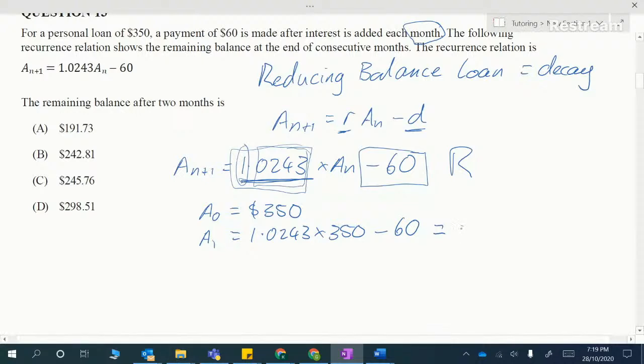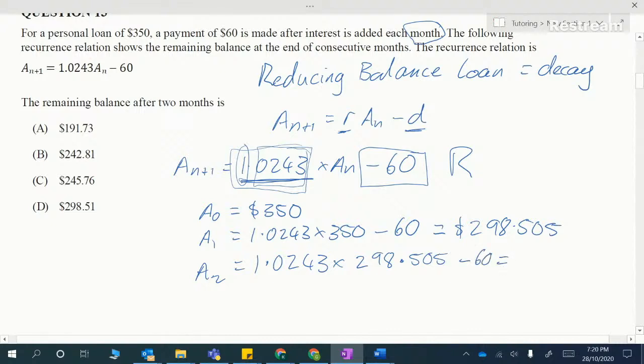So A1 equals $298.505. So the balance after 2 months would then carry that number down. So that's what recurrence kind of means, a repeated calculation. So you take your answer from the previous calculation and you repeat it again. And you get $245.76, which is option C. Lovely.